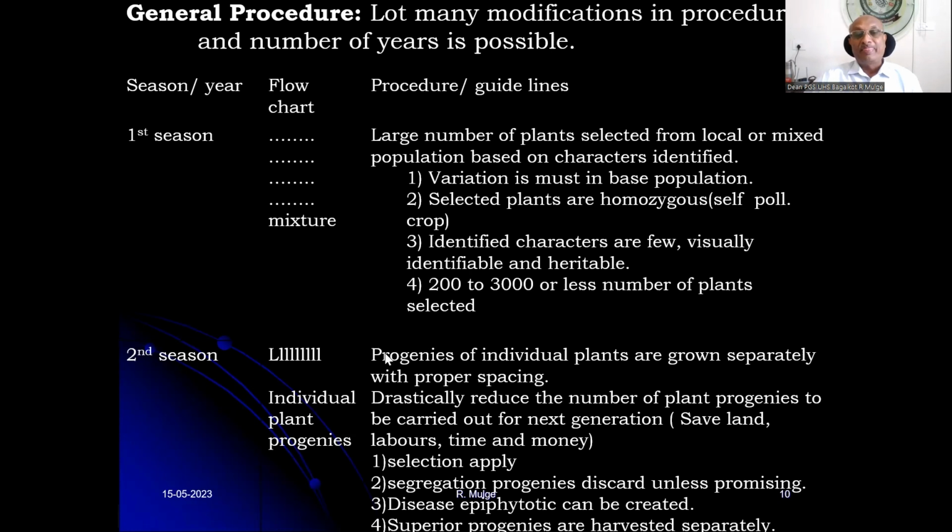Now the second season, progenies of individual plants are grown separately with proper spacing. So if you are selecting 200 plants, the first plant should go as a separate line. It's really not a progeny test because the presumption is that they are pure lines, no mixture. But if some are segregating, they can be identified. So progenies of individual plants are grown separately with proper spacing, and you drastically reduce the number of plant progenies to be carried to the next generation, because you cannot have too many. You have to save land, labor, time, money. Everything is required for this.